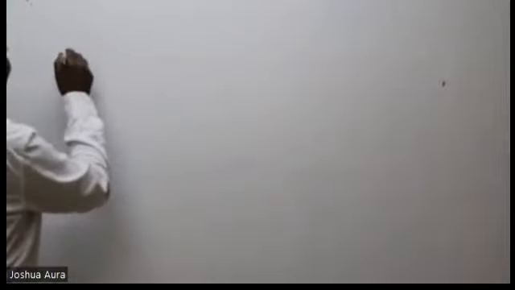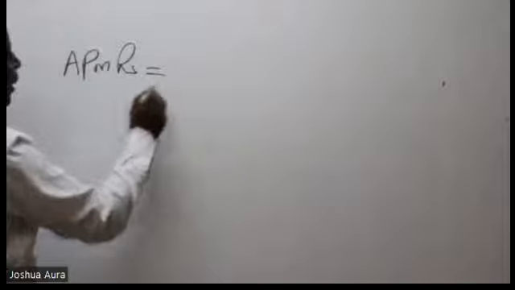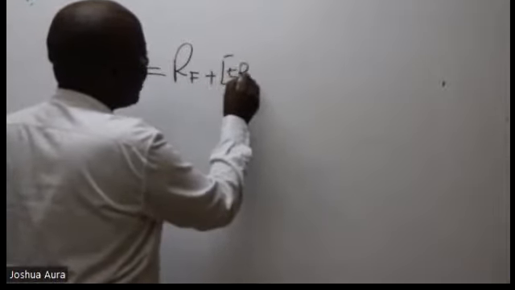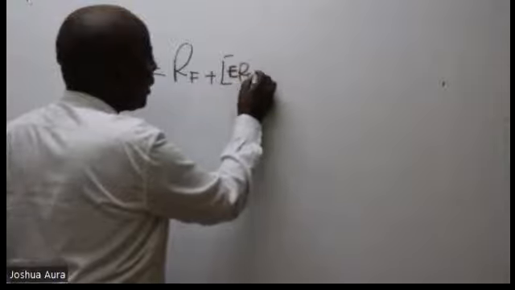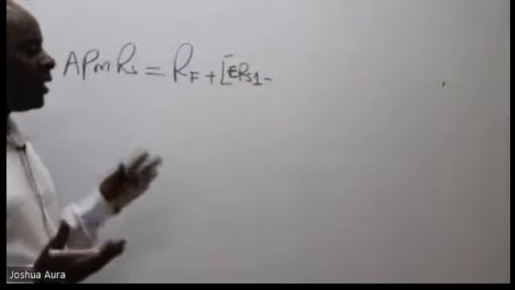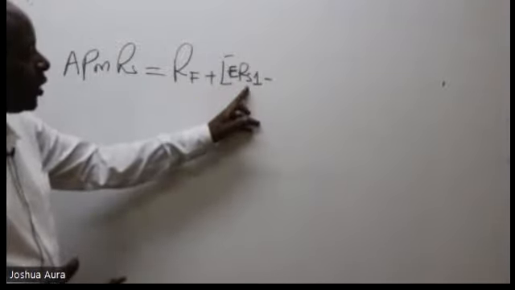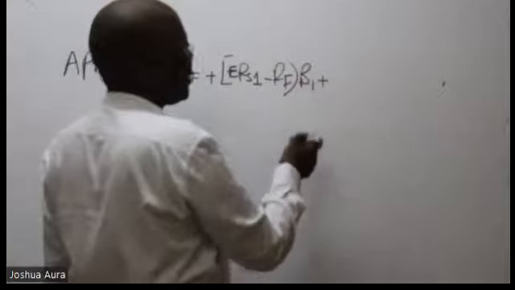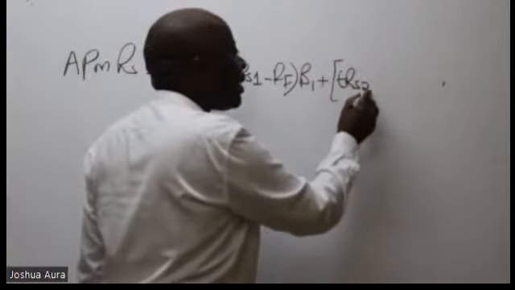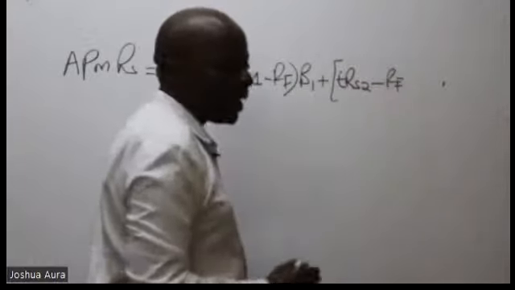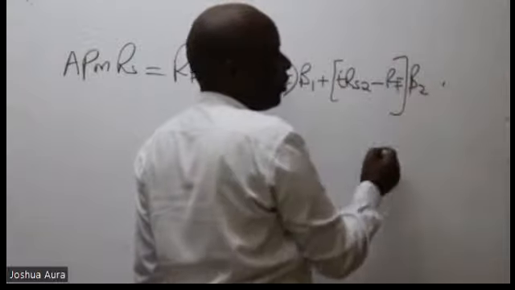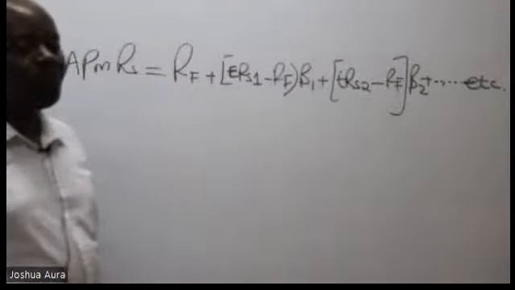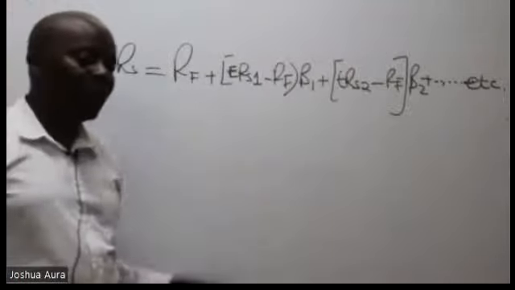For us to get arbitrage pricing model returns, we shall take the risk-free rate plus, in brackets, the expected return of the security given factor 1, because there are many factors affecting the APM returns, minus risk-free, multiplied by beta of factor 1, plus, in brackets, the expected returns of the same security given factor 2 minus risk-free, multiplied by beta 2, plus and so on. Those factors could be very many.